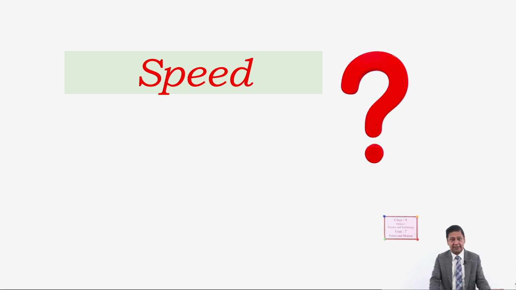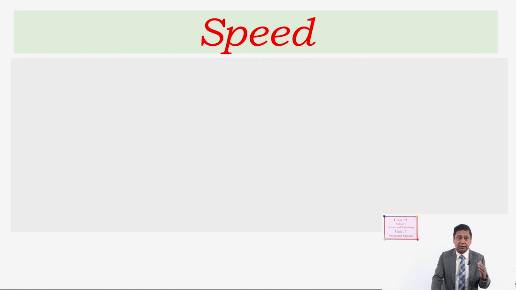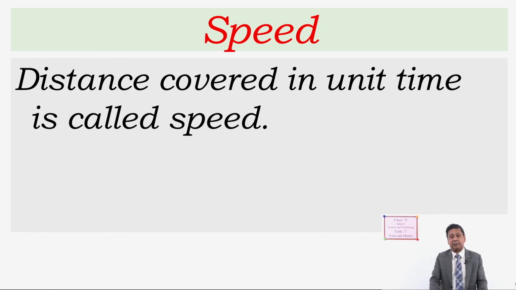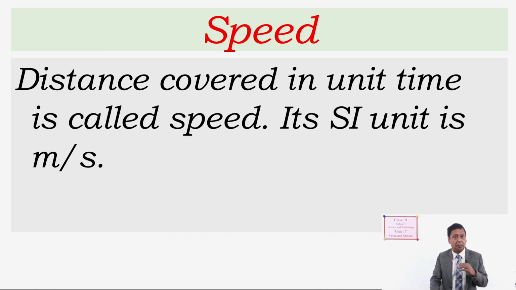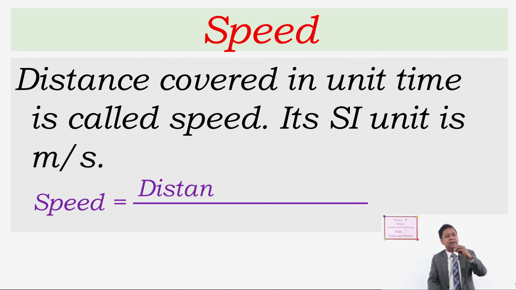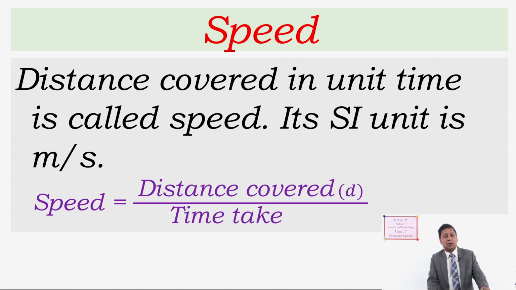Now I am going to define this. The distance covered in unit time is called speed. No matter whether the distance is covered towards east, west, north or south, it doesn't make any difference, but the distance covered in unit time is called speed. Its SI unit is meter per second, and it can be calculated by using this formula: speed equal to distance covered d upon time taken t.